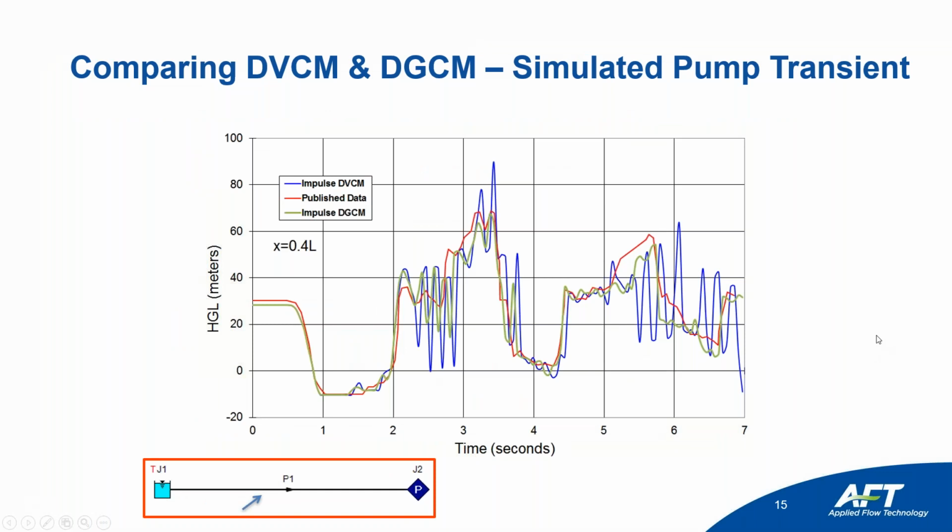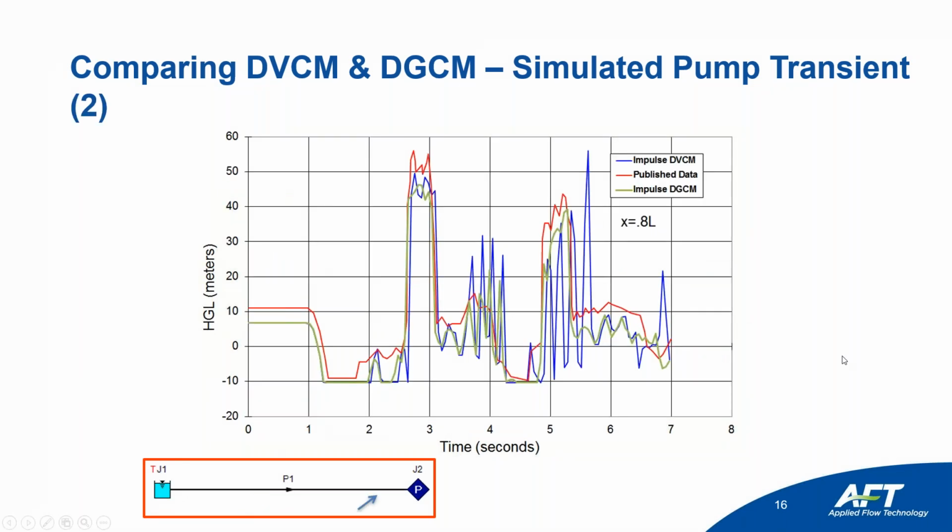This is just a different example here, again, right out of our verification help file. Instead of doing a valve closure, it's a simulated pump transient. So essentially, we're dropping the pressure at a pump to simulate a pump trip. And so this is the pressure response that you would see, which causes cavitation. And again, you can see how the discrete gas cavity model is doing a much better job following the measured data than the vapor cavity model.